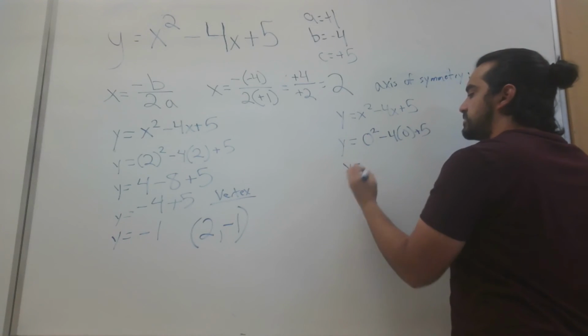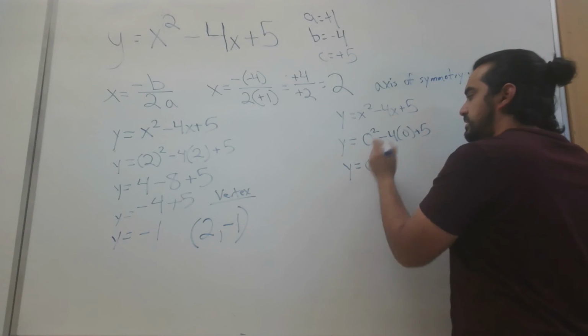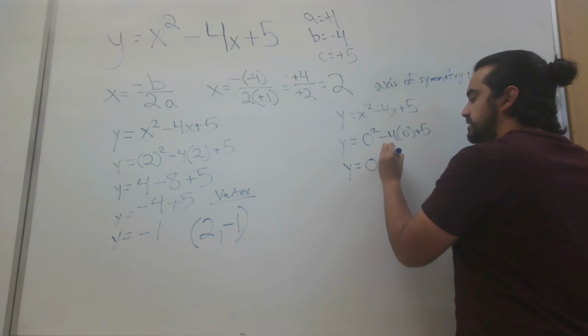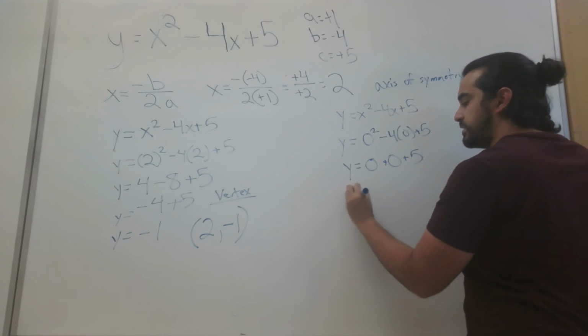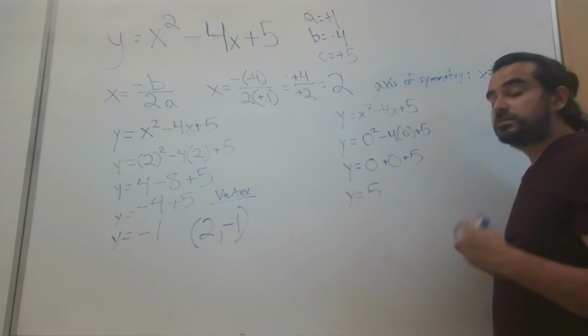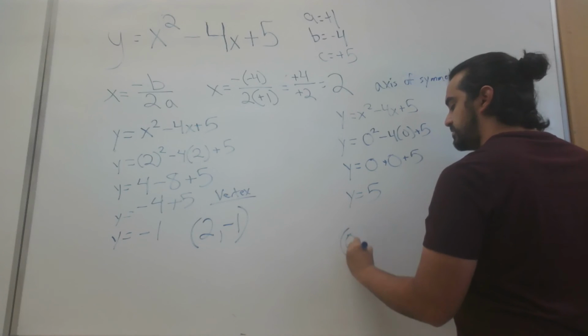So y is equal to 0 squared would be 0. Negative 4 times 0 gives you 0 plus 5. So my final answer would be y is equal to 5. So my y-intercept would be 0, 5.